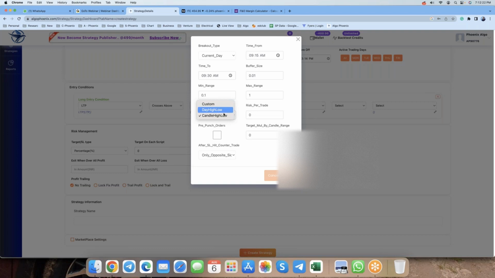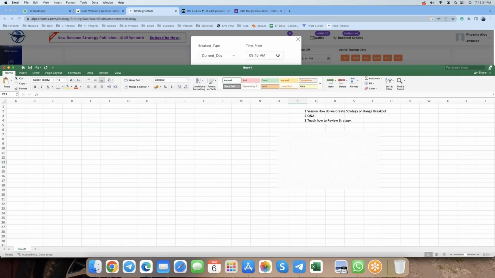I have to keep it as candle high and low. Now, what is risk per trade? This you have to keep empty. So how does it calculate? Now we have decided a capital of 50,000 rupees is what I can keep as capital.